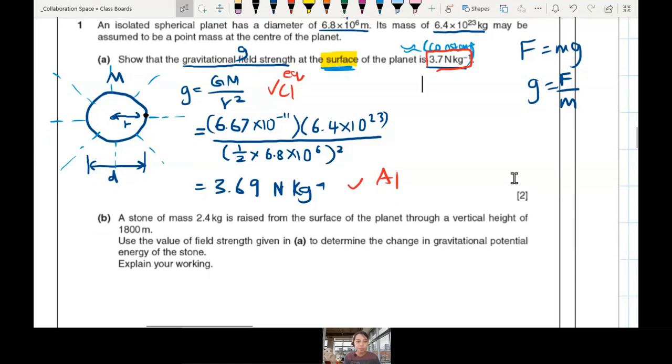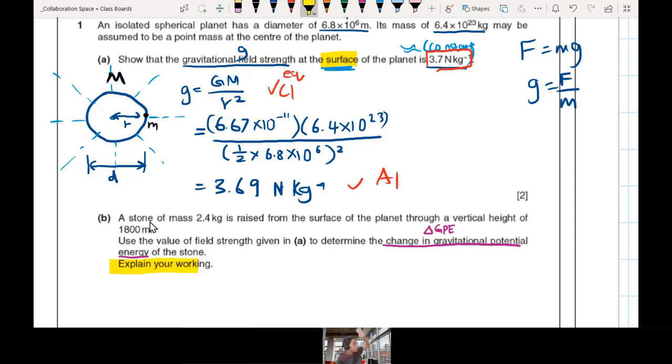So let's see what happens next. A stone, got mass now. Let's say the mass here, inside the big M, is raised from the surface through a vertical height of 1,800 meters. Use your field strength to determine the change in GPE of the stone. Change in GPE, delta GPE. Explain your working. Explain means you probably should say some sentences.